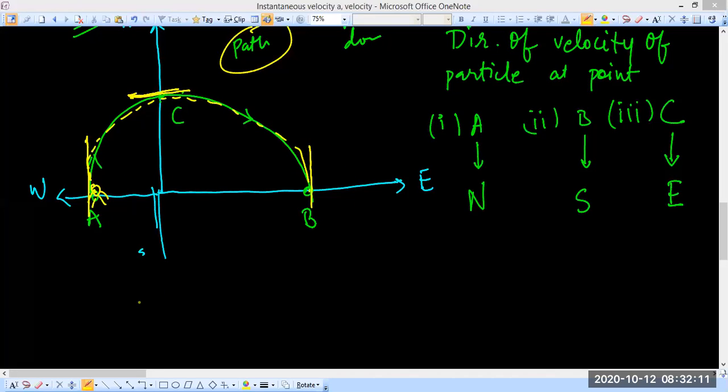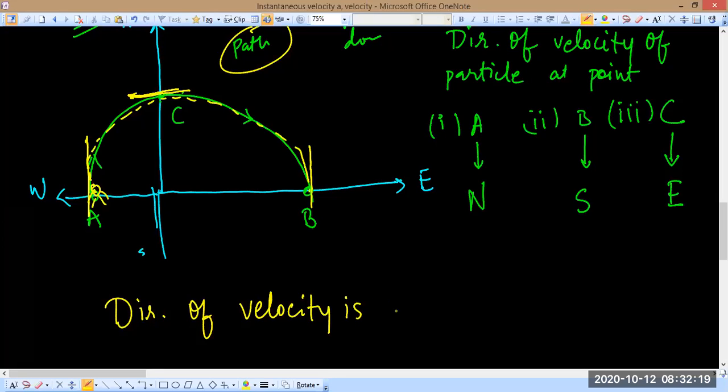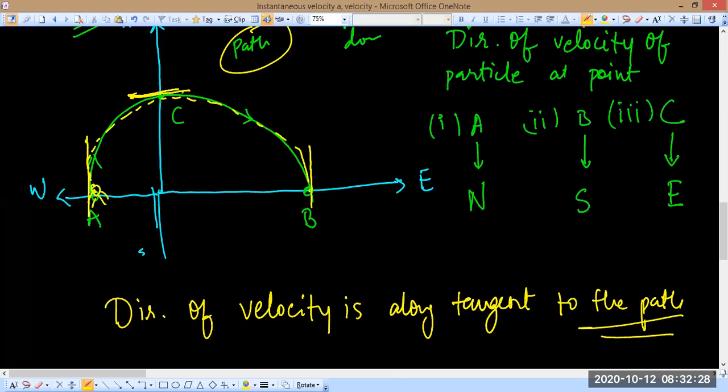Once again it is important to remember that direction of velocity is along tangent to the path. Right? This is a path. I can understand. Where did I say that it stops at B? It's possible that the person moves further like this. Okay, we don't know, we are just observing from A to B, that's it, right?